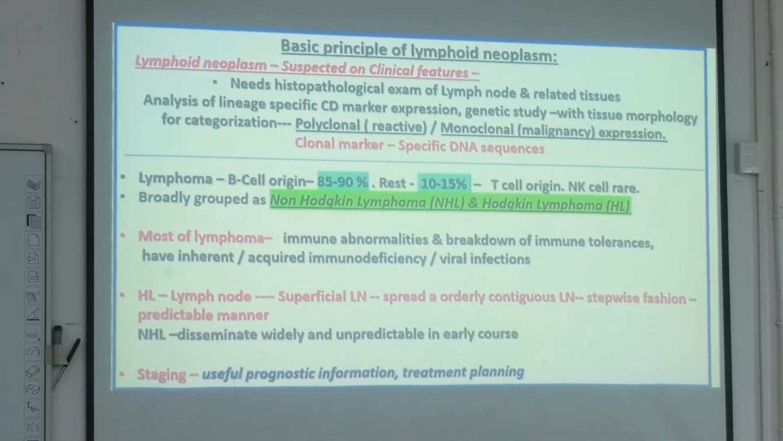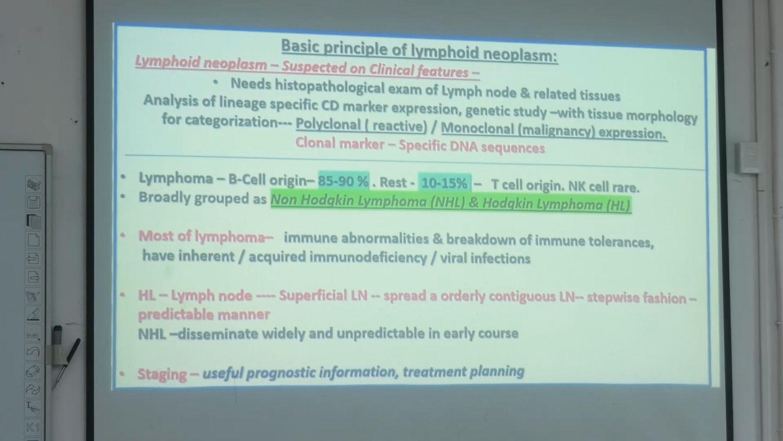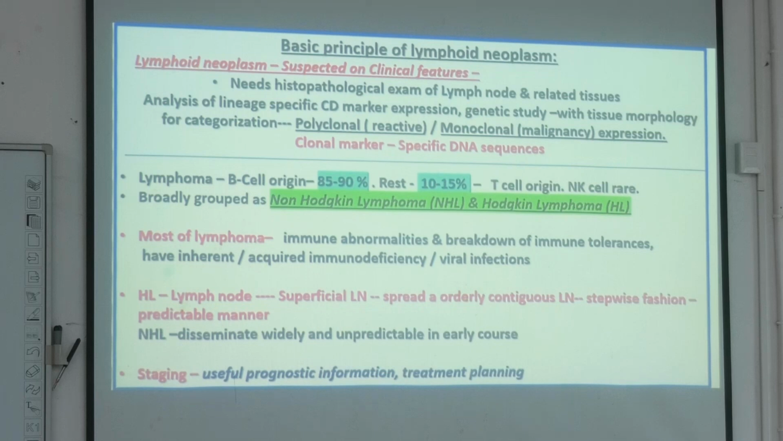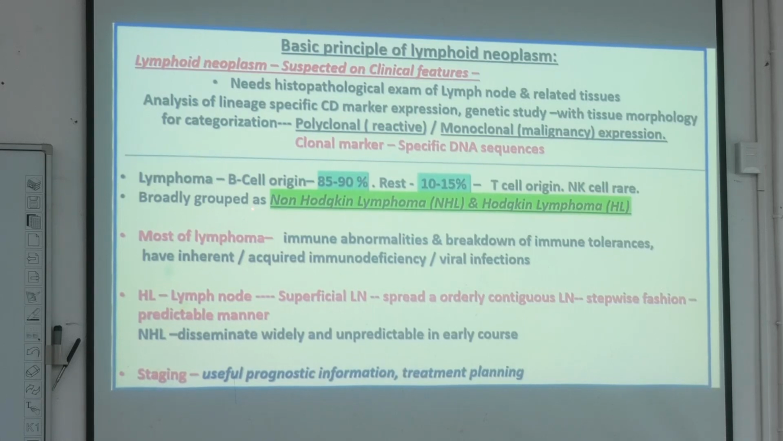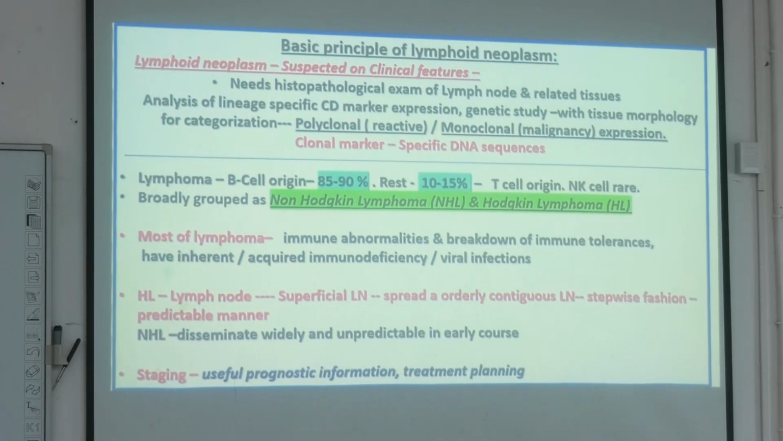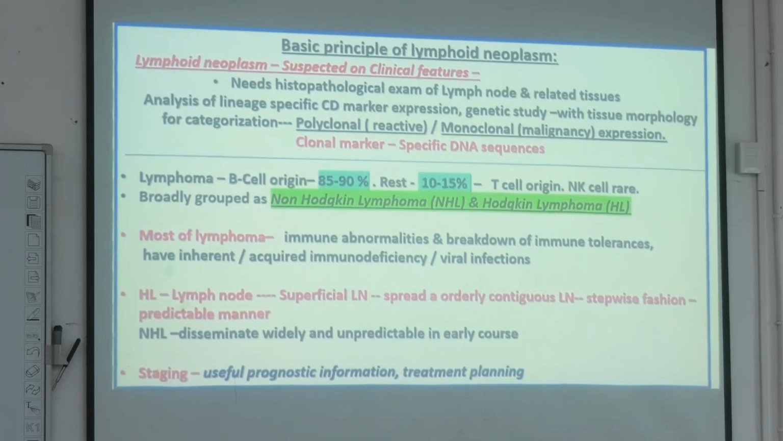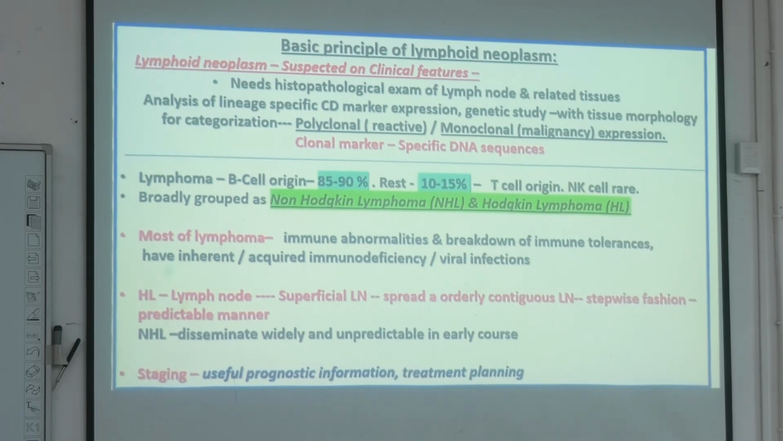Next one, lymphoma. I told you the lymphatic tissues have B cells, T cells and NK cells. It may occur in any of them, but mostly it is of B cell origin: 85 to 95%, about 90%, is B cell, 10 to 15% is T cell, and there are also NK cells. But for our purpose, lymphoma has two broad categories. One is non-Hodgkin lymphoma, NHL, and the other is Hodgkin lymphoma, HL.